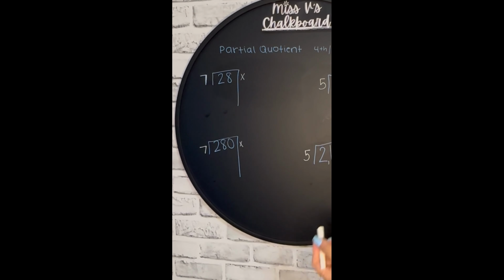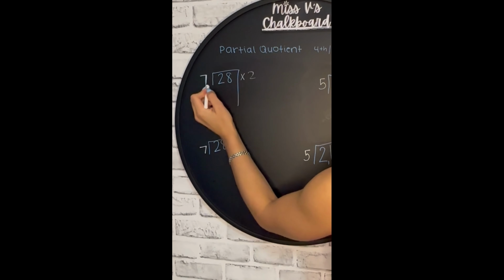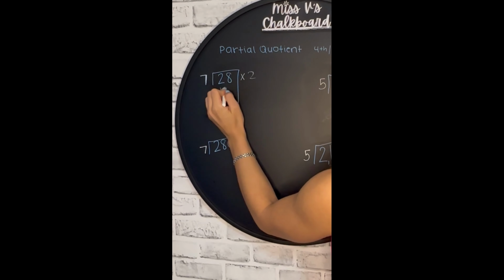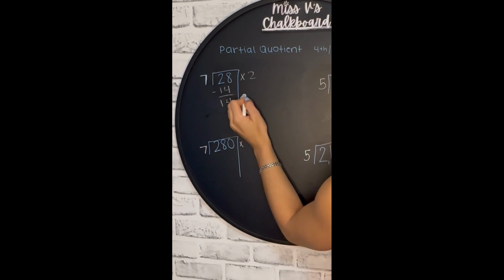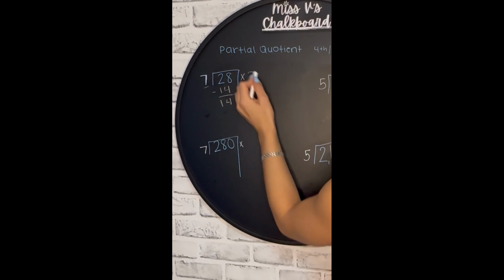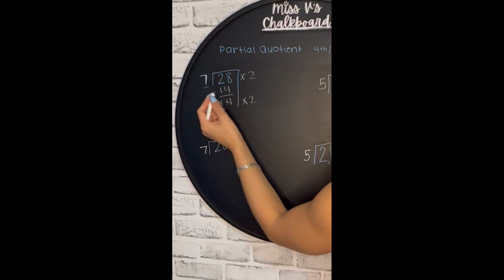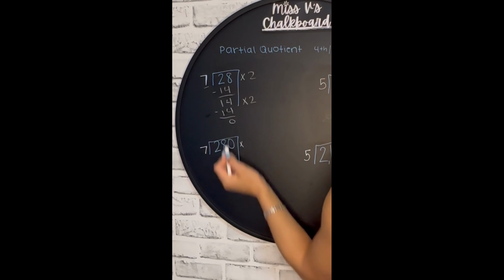I might know this off the top of my head as 4, but let's say that I'm not positive. I might try 2. 7 times 2 is 14. I subtract and I get another 14. So I know 7 times 2 again, because I multiply my divisor times whatever is on the side over here. 7 times 2 again is another 14. I subtract and I get 0.